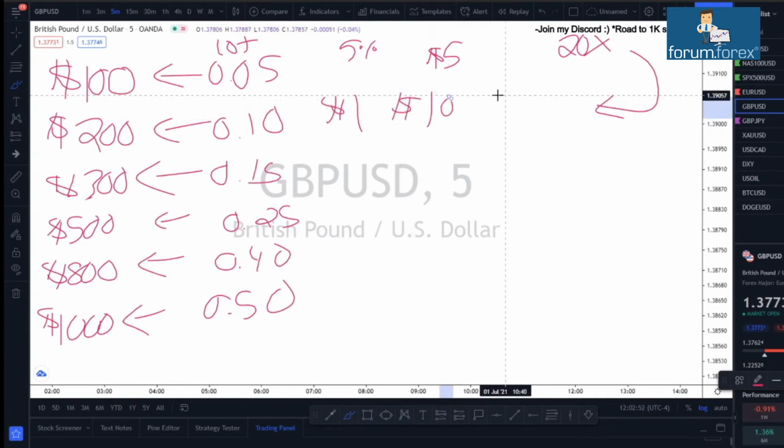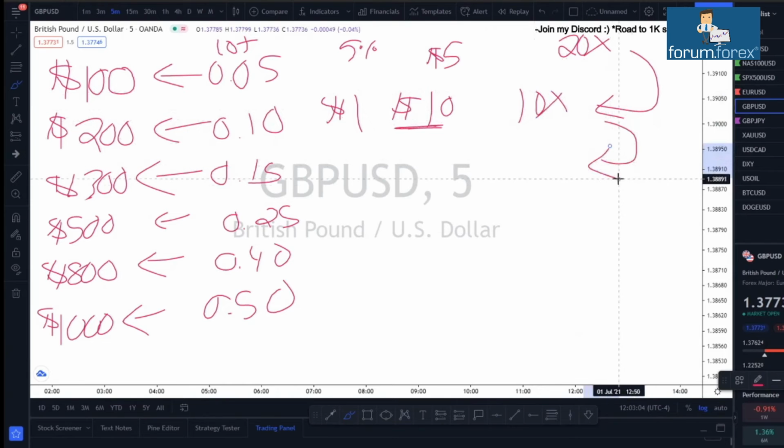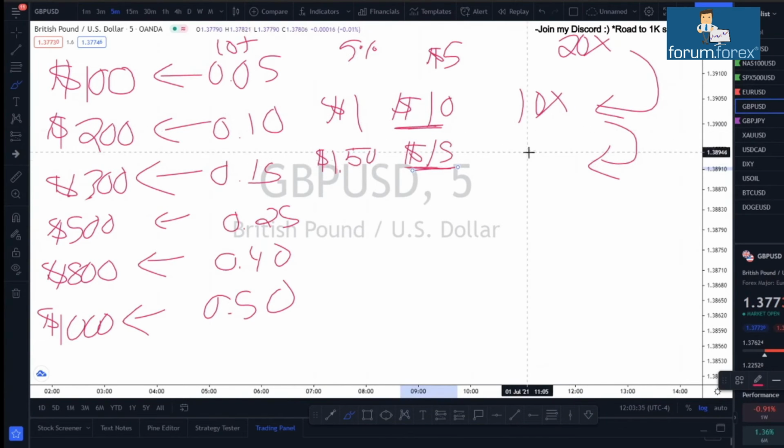Following? Right? So how many times do we need to win this $10 to get to the next level? Well, 100 divided by 10 is 10. So we need to win 10 times with a 0.10 lot to get to the next level, to get to 300. 0.15, well, that's $1.50 per pip. So now you're making $1.50 per pip, right? It's gonna be about 6 point something, so we're just gonna round that up to 7 times, right?